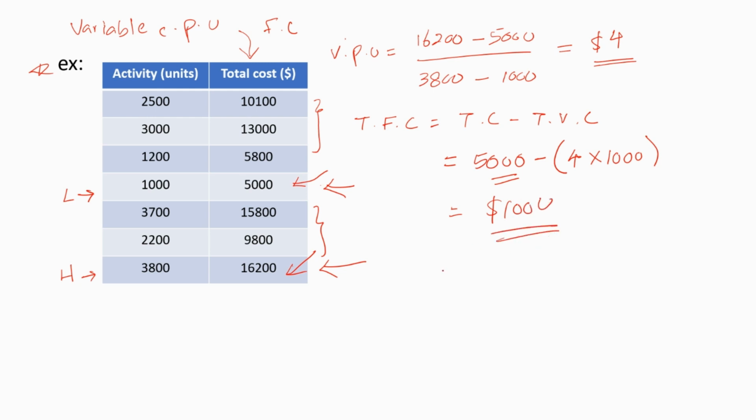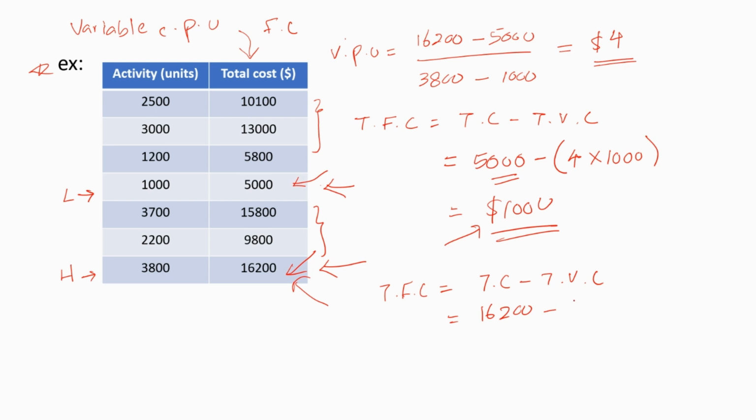Let's use the variable cost per unit for the highest activity level as well. Let's see if we can get the fixed cost as $1000. So the total fixed cost is equal to total cost minus total variable cost. This is equal to, now the total cost is 16,200.